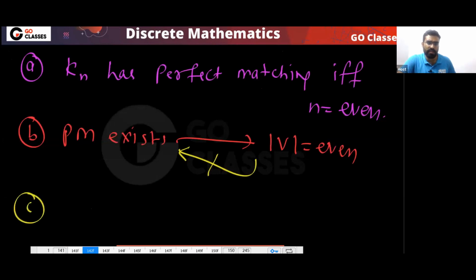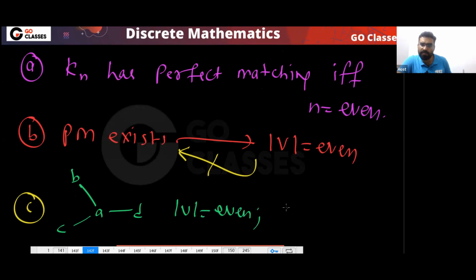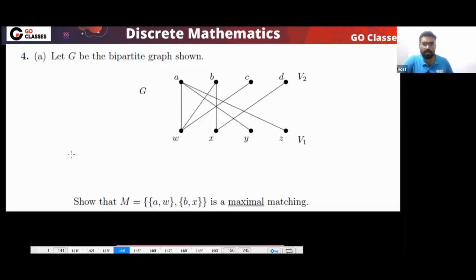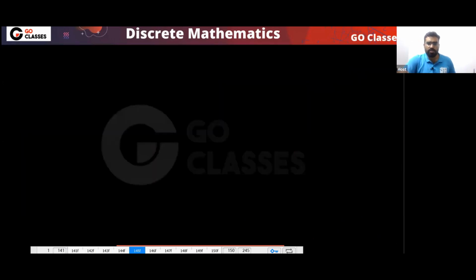For option C, the converse is not true. You can take, for example, A, B, C, D. Here you can notice the number of vertices is even, but a perfect matching does not exist. Okay, so this question you can just try. Anyway, this is enough. We have seen all these concepts.